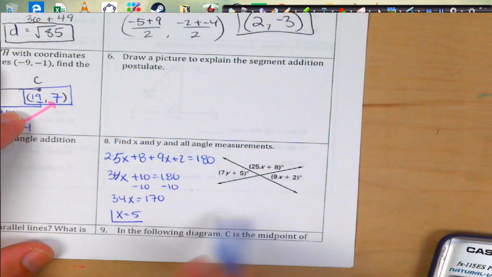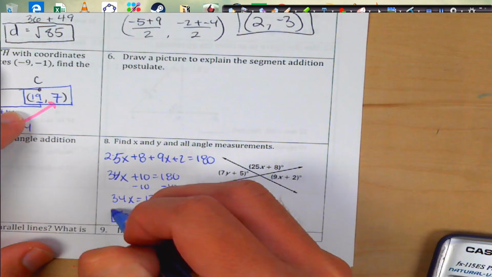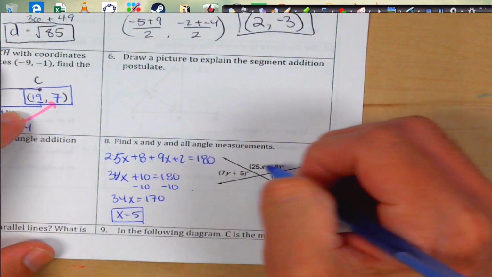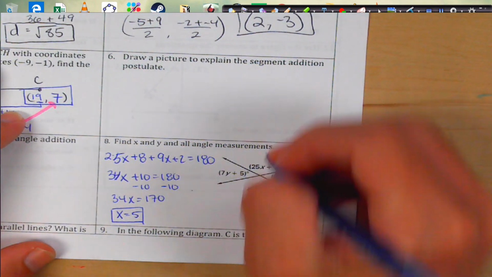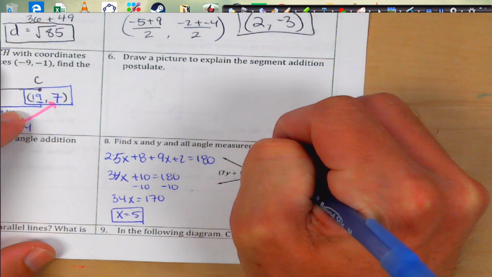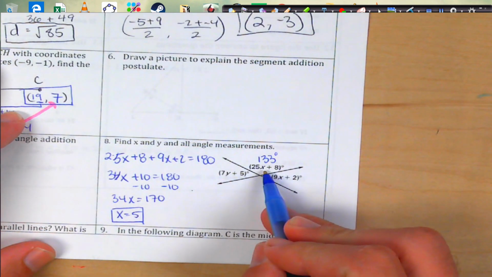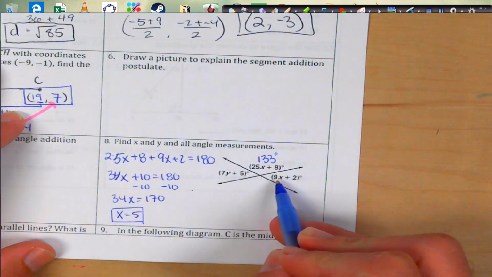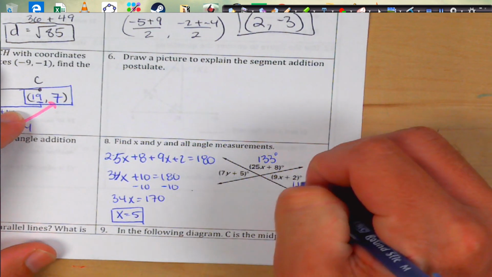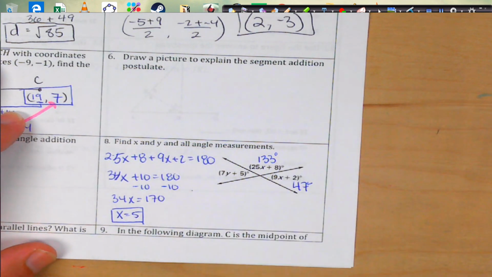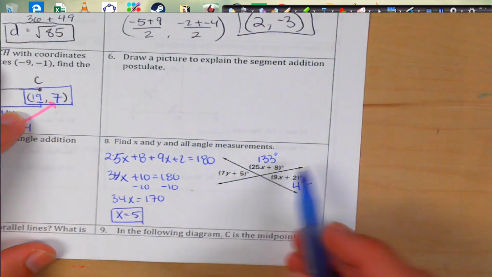So it said to find x, and then we need to plug it back in. So 25 times 5 plus 8 is going to be 133. All I did was plug in 5 for x here, and then this is going to be 9 times 5, which is 45, plus 2 is 47. And look, these two, 133 and 47, should add to 180, and they do.